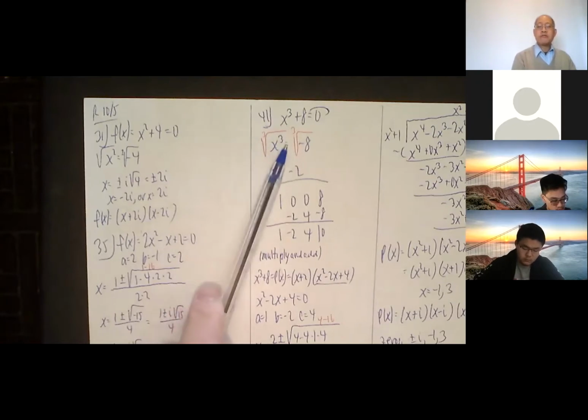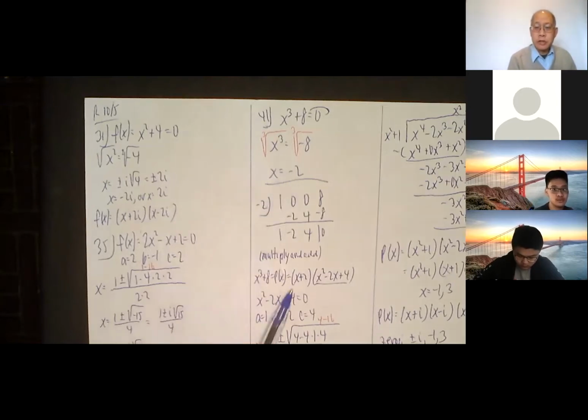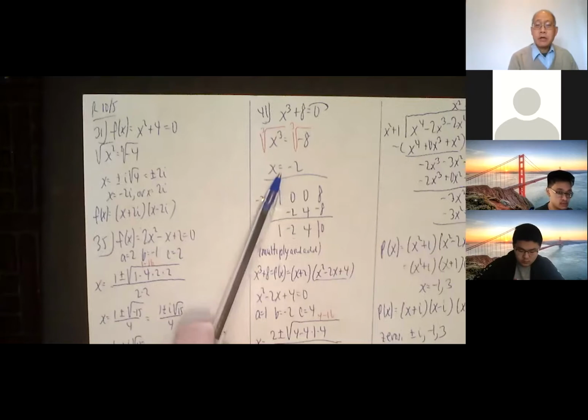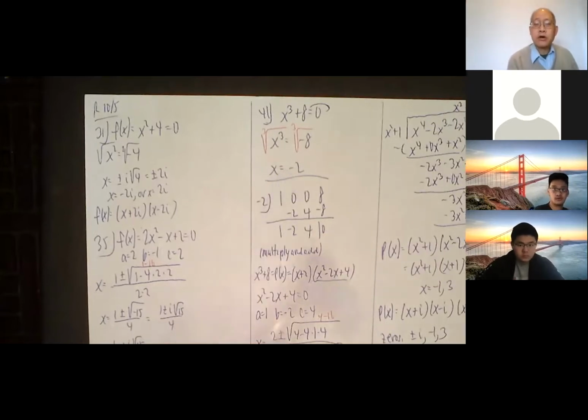Take the cube root of both sides. The cube root of negative 8 is a real number. It's negative 2. Which tells me x plus 2 is a factor. Okay? But now I want to do the division. You can either do long division, which I don't feel like doing, or synthetic division. Synthetic division is a lot better.